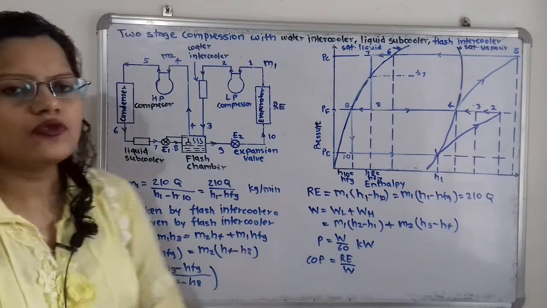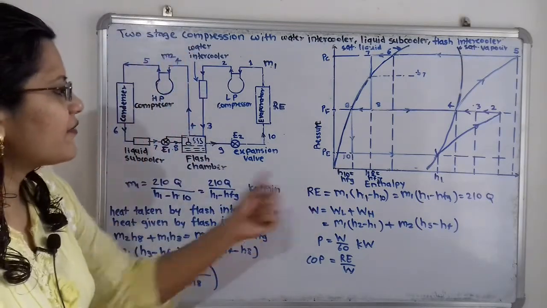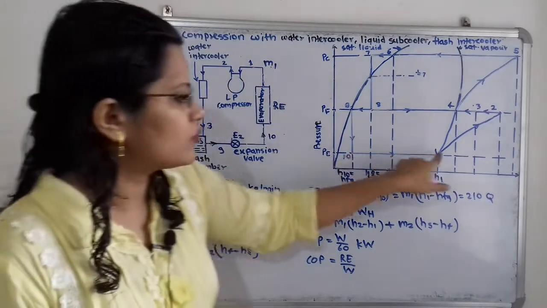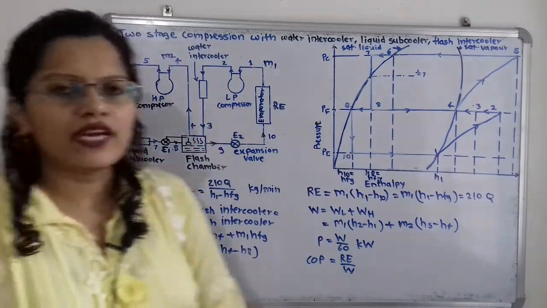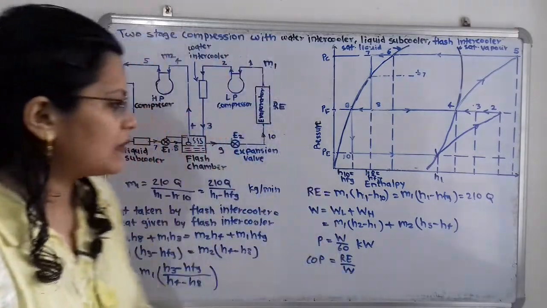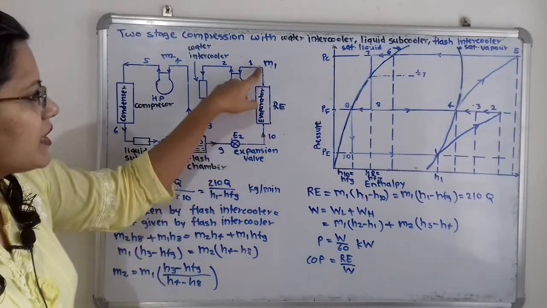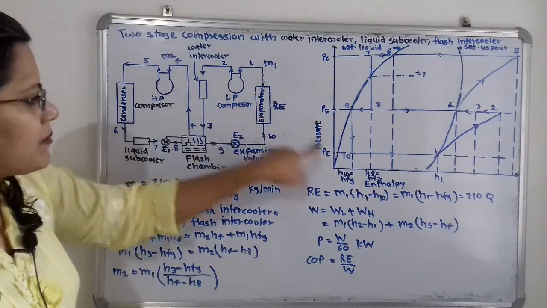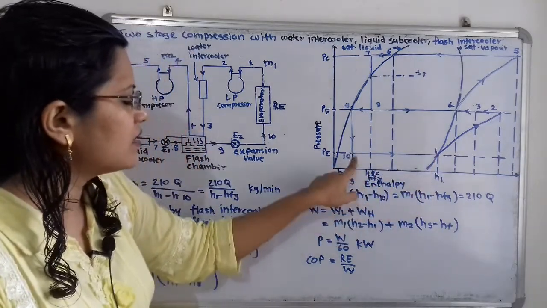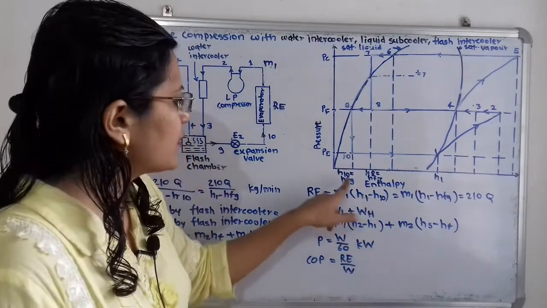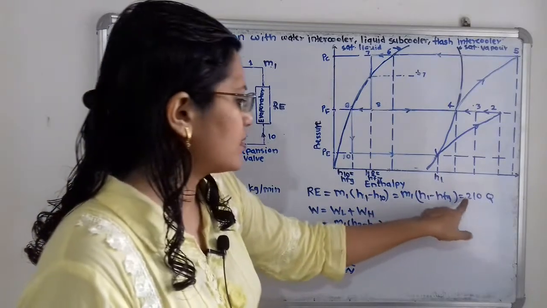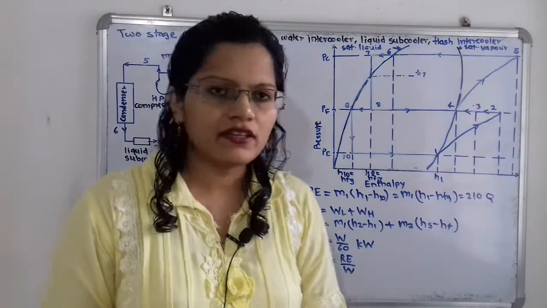Now again we will move to the next point. What is the refrigeration effect? The refrigeration effect is taking place during the process 10 to 1. So again we have to take the mass of refrigerant multiplied by the enthalpy difference. That is the mass M1 multiplied by the enthalpy difference during process 10 to 1, that is H1 minus H10, or instead of H10 we will use HF9. So H1 minus HF9, which is equal to 210 Q.